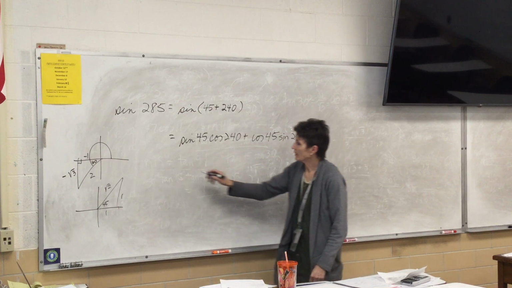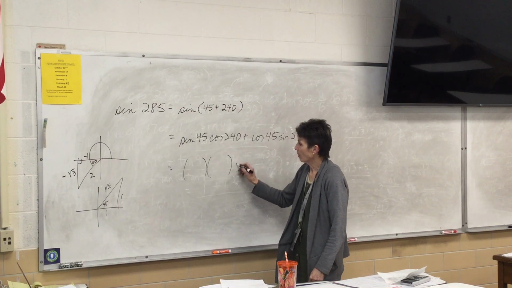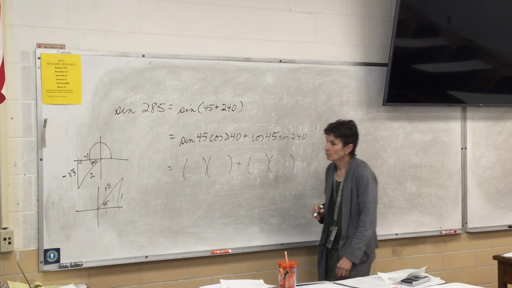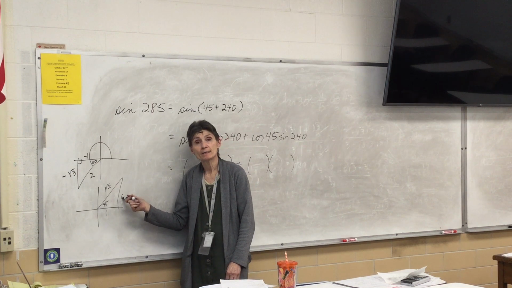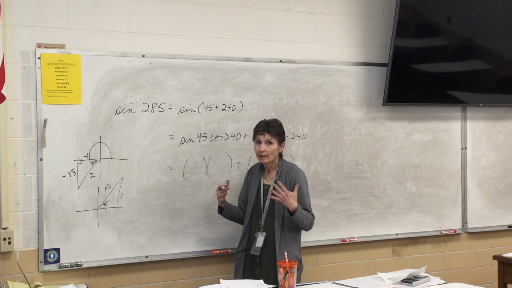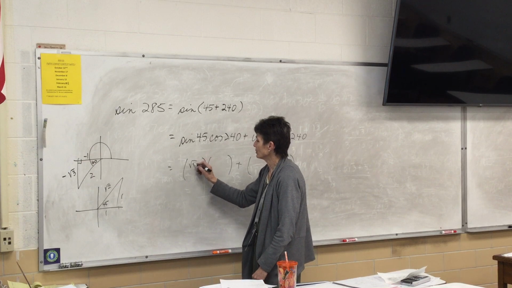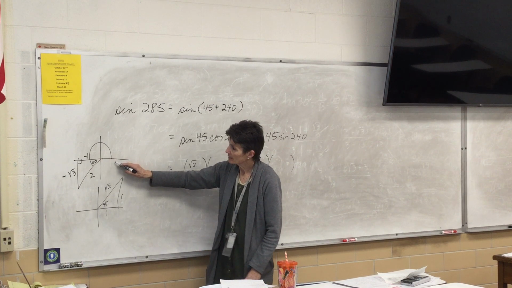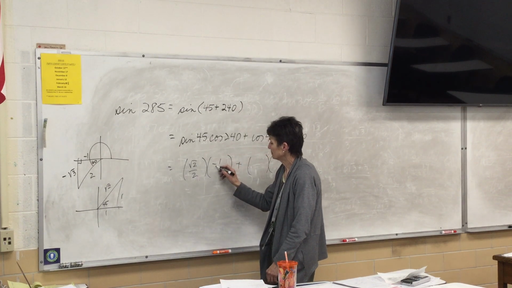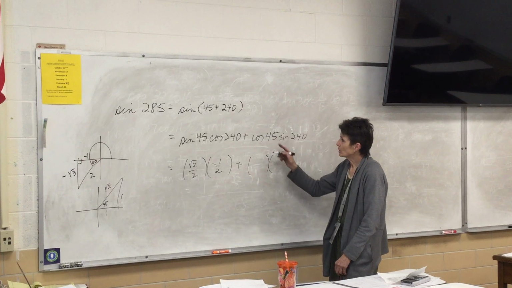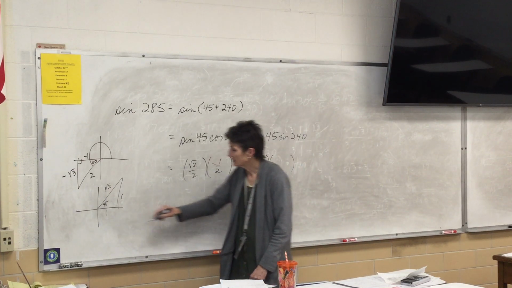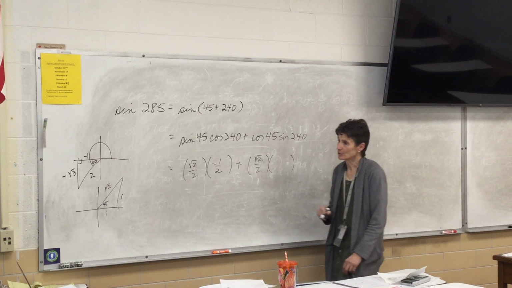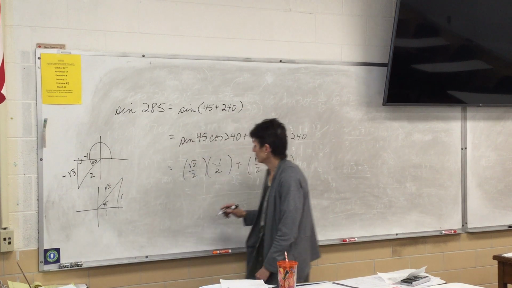Okay, so here we go. I've got to plug in all these values now. I've already drawn my picture, so I'm a little ahead of the game. Sine 45 is 1 over root 2, which I'm going to go ahead and rationalize right now, root 2 over 2. Cosine 240 is negative 1/2. Cosine 45 is root 2 over 2. And sine 240 is negative root 3 over 2.